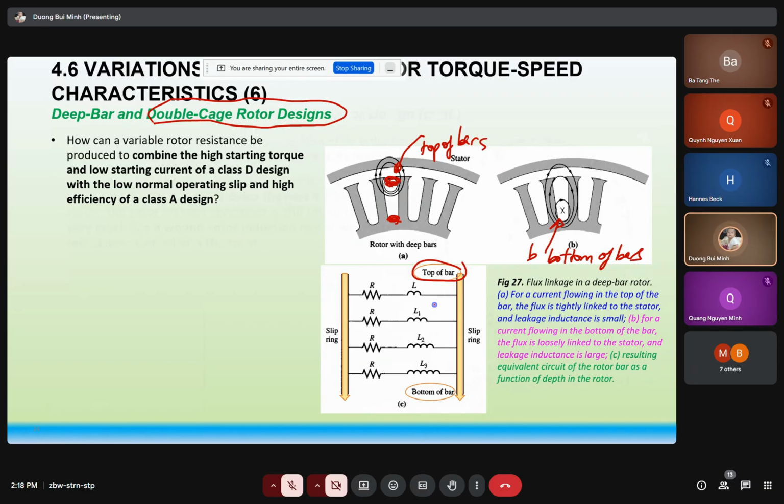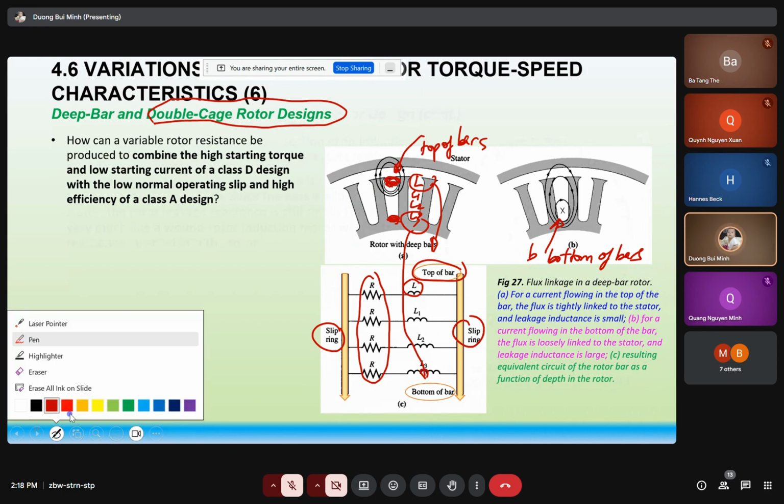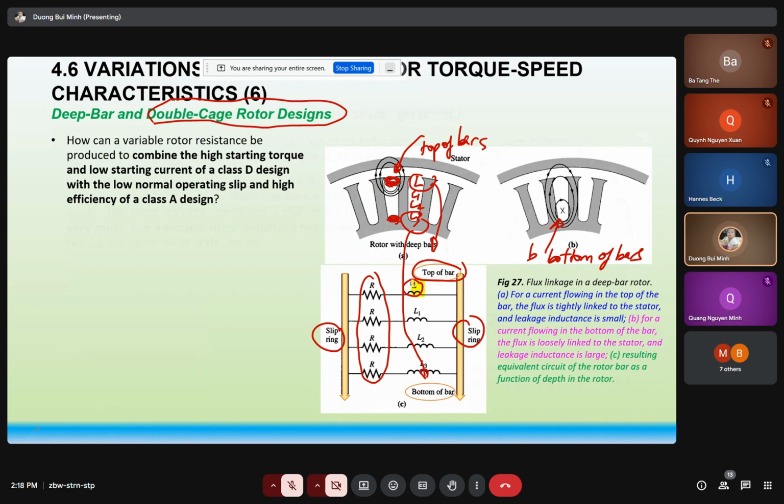Okay, so here we can get the equivalent circuit. This is slip rings or shock ring, right? We have the same resistance, but L here: L1, L2, L3. L at the top and L3 at the bottom. You can see at the top, L is very small.